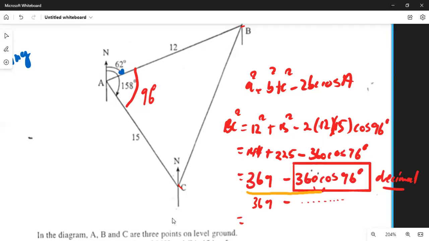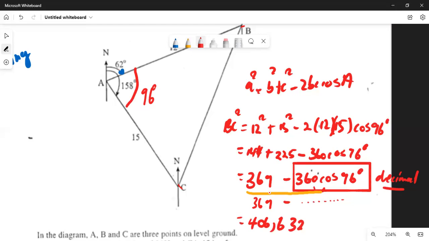So 369 minus 360 cos 96 at once, we get something like 400 and... okay, let's put it here. It is something like 406.63, 02 something like that, 602 something like that.